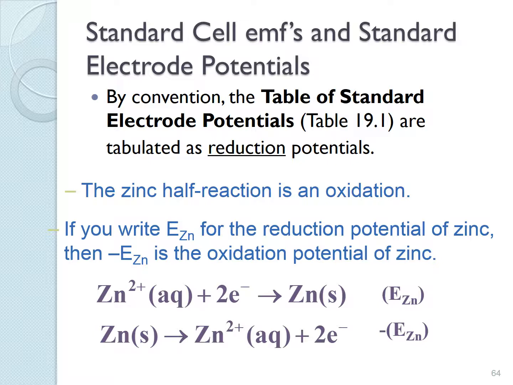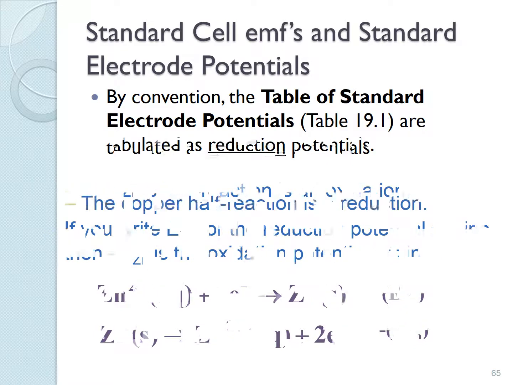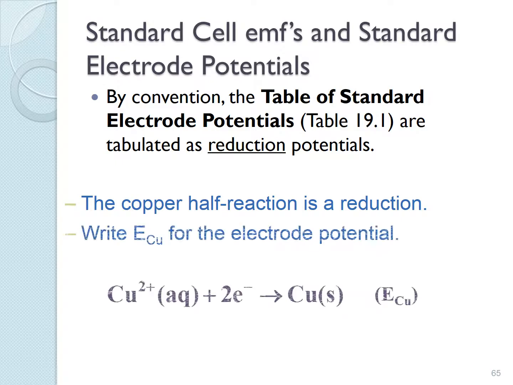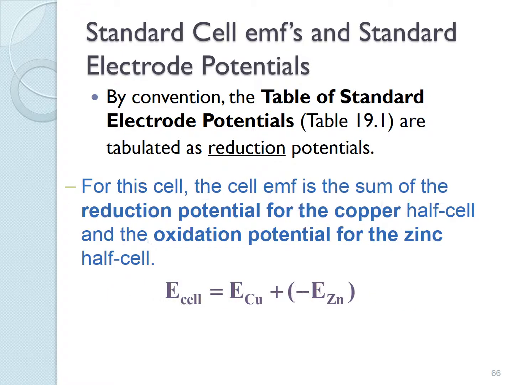So here we're showing you the oxidation for zinc, the reduction for zinc is, we can look that up, E zinc. The oxidation then is the opposite sign, and that's what we're looking for in this problem. So the copper half reaction is a reduction, so we can just read that off the chart. So the E copper is just the reduction potential for copper. So we can look these numbers up.